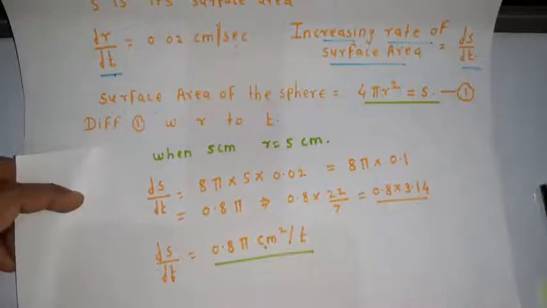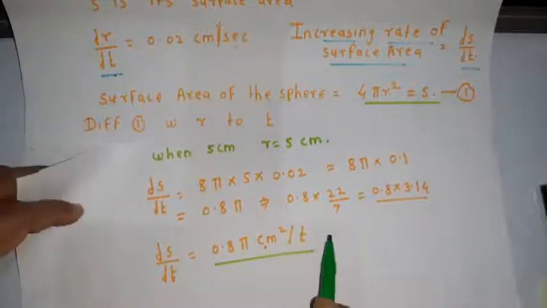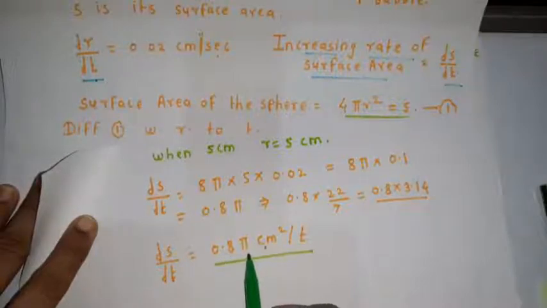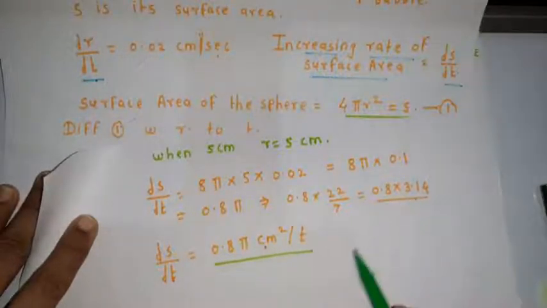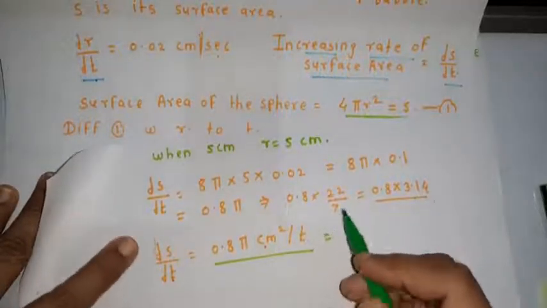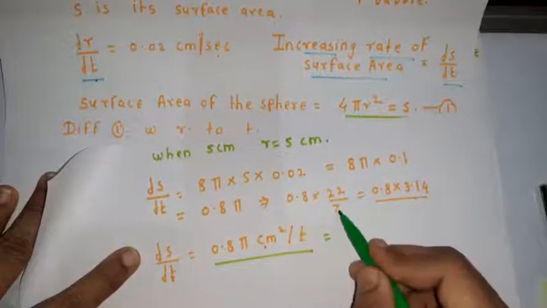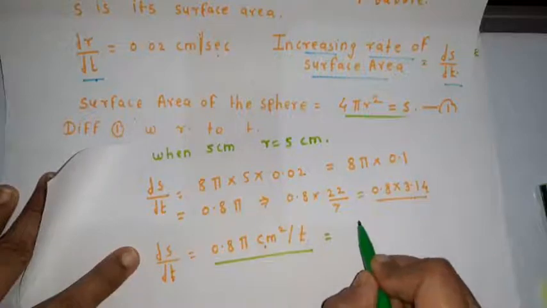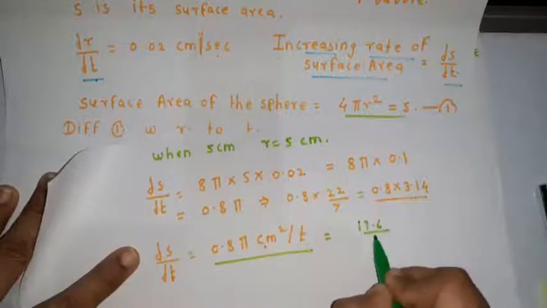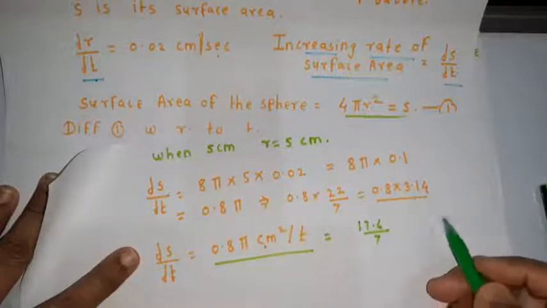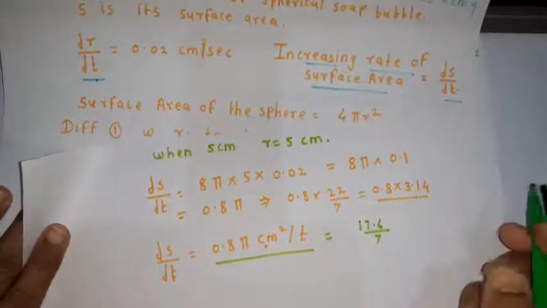Okay students, in this way we have to solve. The first problem we have completed here. Hence ds by dt equals 0.8 pi. Put the value of pi and you will get the last answer. The last answer will be 0.8 into 22 upon 7, which is 17.6 upon 7, in square centimeter per second. In this way we can find it.